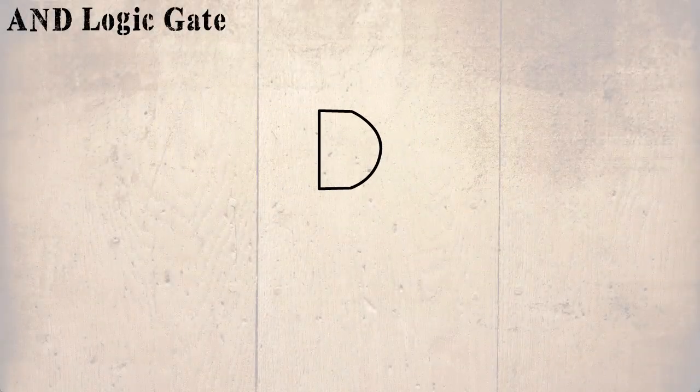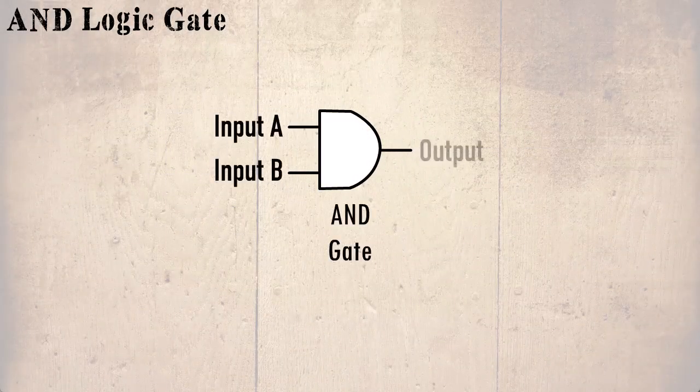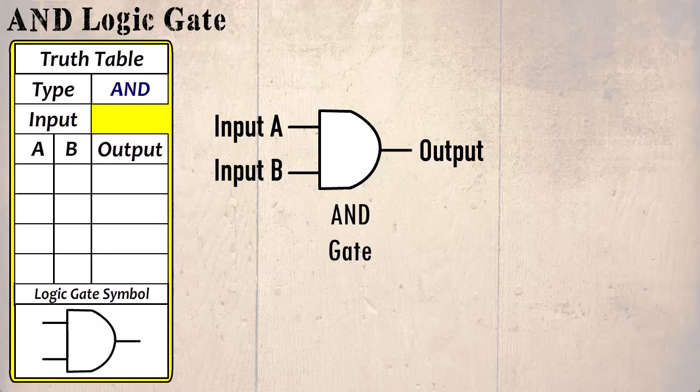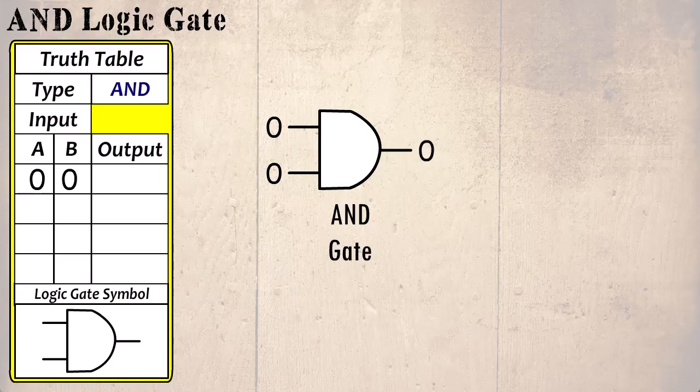The next logical gate is called the AND gate. It has two inputs and one single output. When the input A is 0 and input B is 0, then the output is 0. When the input A is 1 and input B is 0, the output is also 0. When the input is 0 and 1, the output is 0. Only when both inputs are 1, the output is 1.